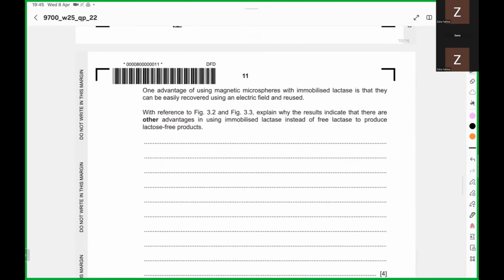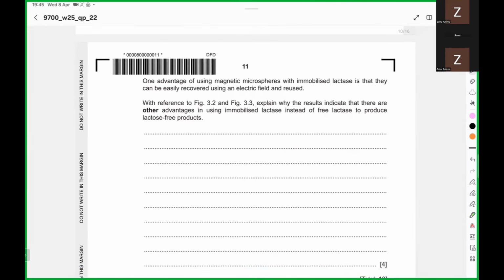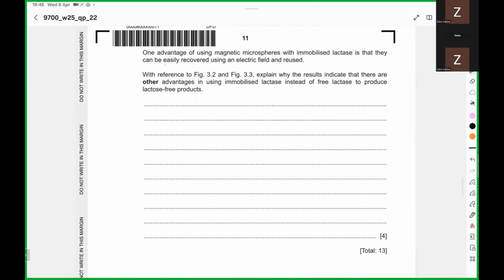One advantage of using magnetic microspheres with immobilized lactase is that they can be easily recovered using an electric field and reused. तो immobilized lactase का जो एक फायदा है वो ये होता है कि हम उसको easily reuse कर सकते हैं because हम उसको recollect कर सकते हैं using a magnet.